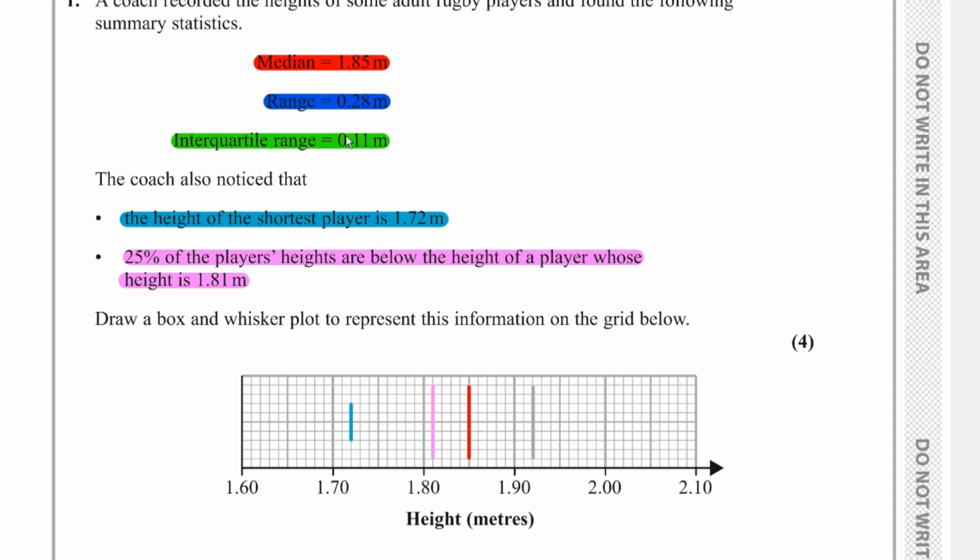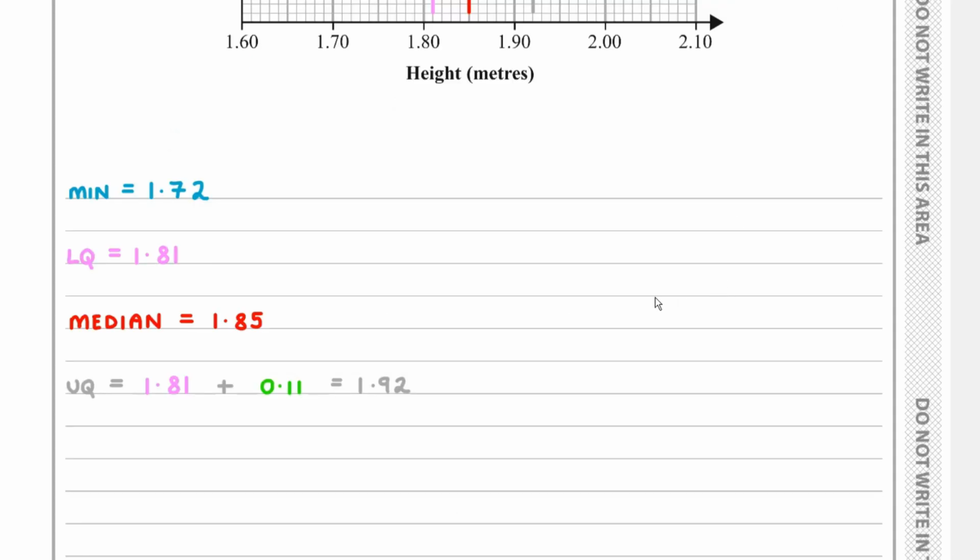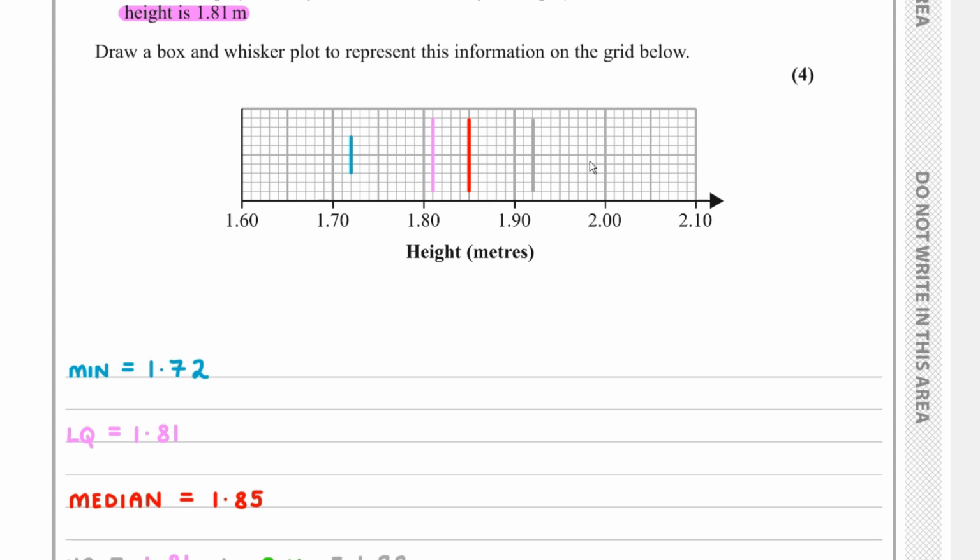To find the maximum value, we need to add together the minimum value with the range. So, the maximum value is equal to 1.72 plus 0.28, which is equal to 2.0. So, showing this on the box and whisker plot, we have 2.0 shown here, and therefore here is our completed diagram.